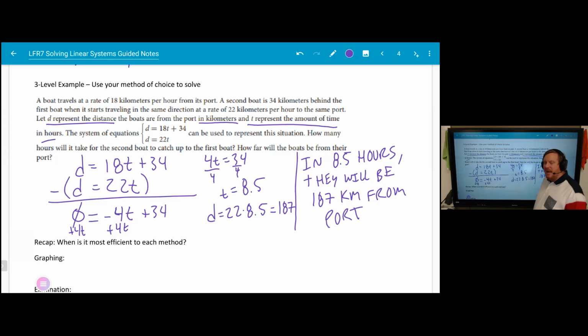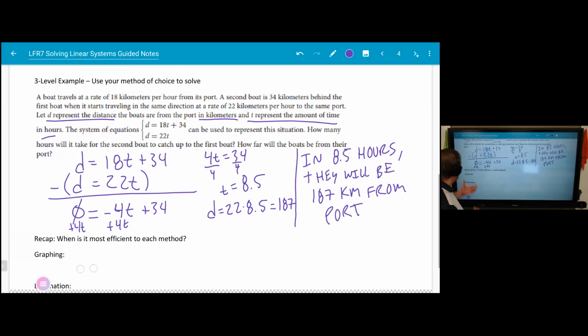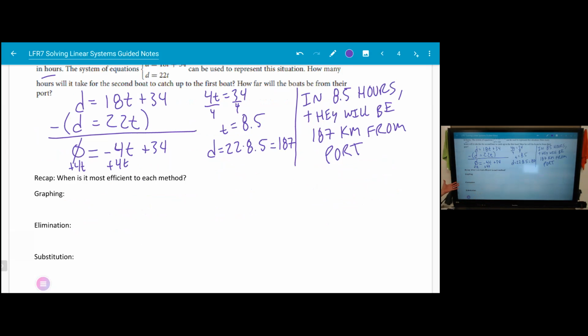Now, it's not the best way to do word problems necessarily, but we're going to make it work. We're going to have that discussion too. So let's go ahead and finish this up. What is the most efficient method, or for when is it most efficient to use each method? And I will tell you, for graphing, it's for approximation.